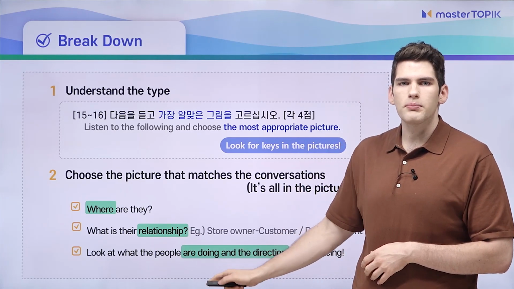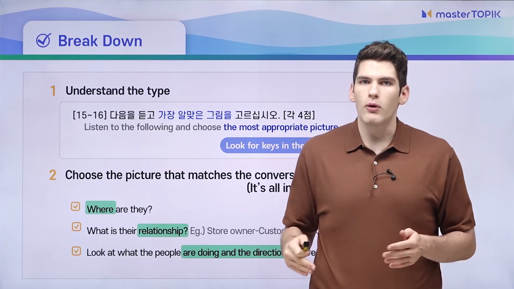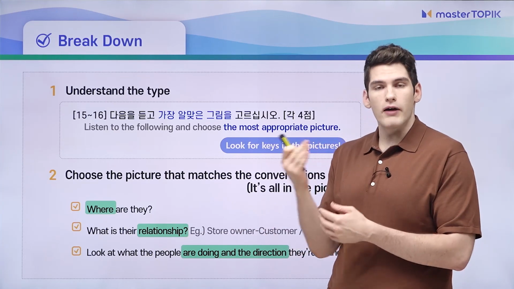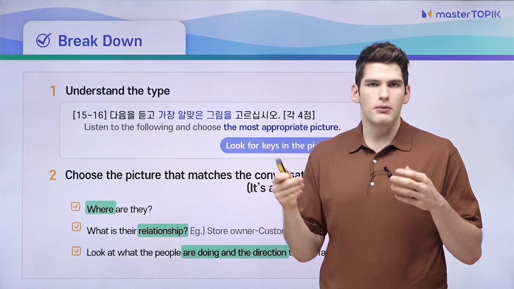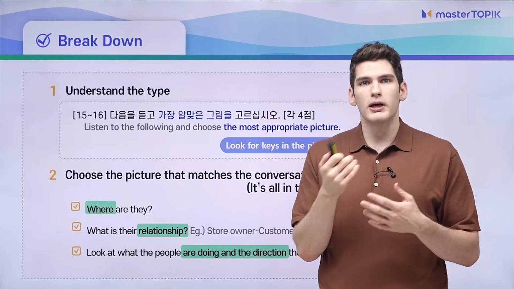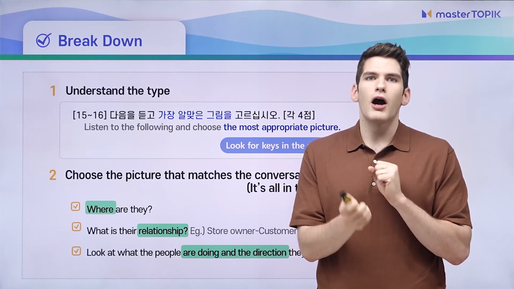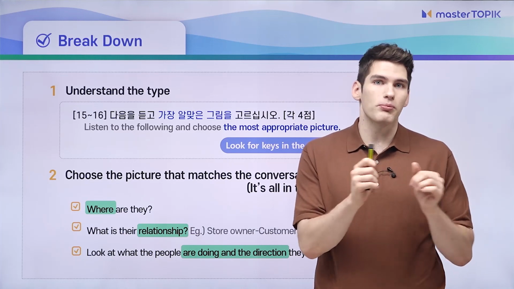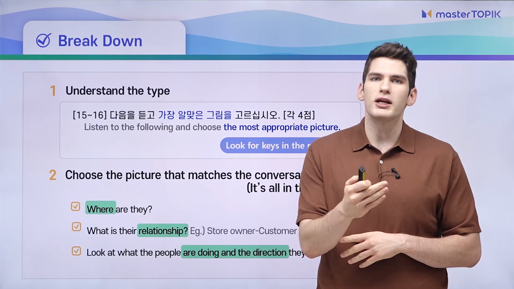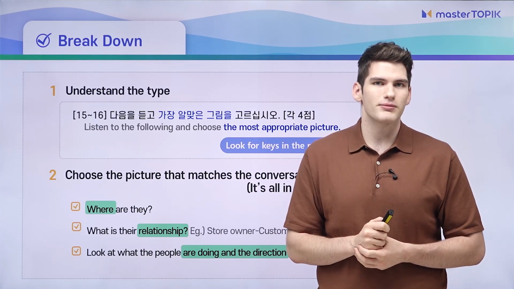Then look at what the people are doing and the direction they're facing. Are they walking together and both facing the same direction? Are they sitting down and having a conversation face to face? Are they on a bus? Are they in a car? Are they on the phone with each other maybe? You might have something like that. Details like that are sometimes the points that make or break the question. And again, for this one too, the best way to learn it is to just try it on your own, and then I'll see you after the break.